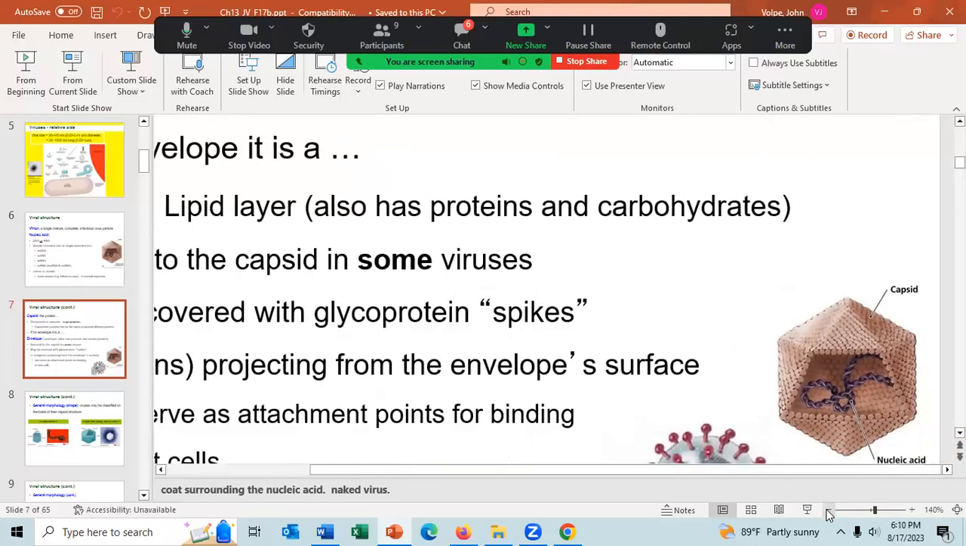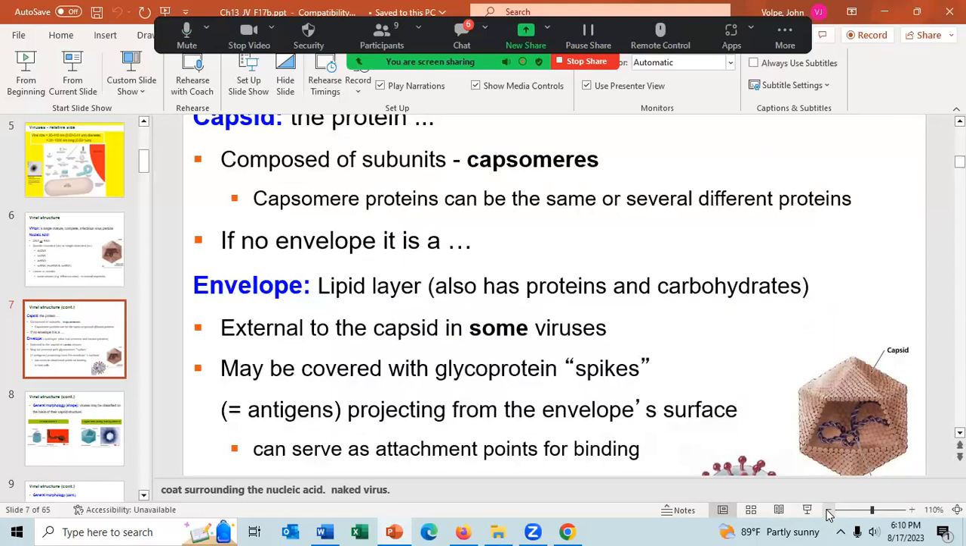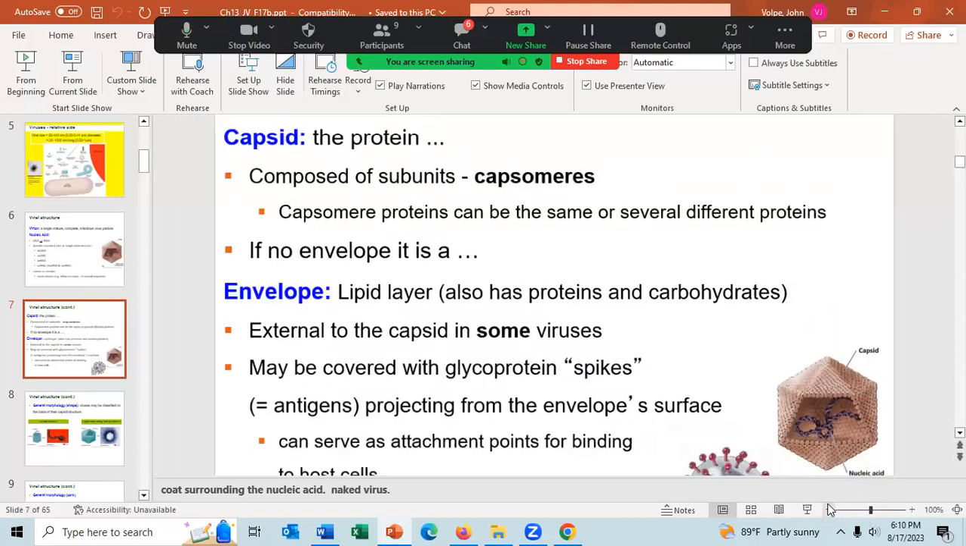Some viruses have several capsomeres. If the virus does not have an envelope, we call it a naked virus. So this virus here does not have an envelope, so it's a naked virus. If the virus has an envelope, we call it an enveloped virus. The envelope is a lipid layer. It does have mainly phospholipid in it, which forms the bilayer, and it does have proteins and carbohydrates in it as well. But the main molecule in the envelope is the phospholipid.